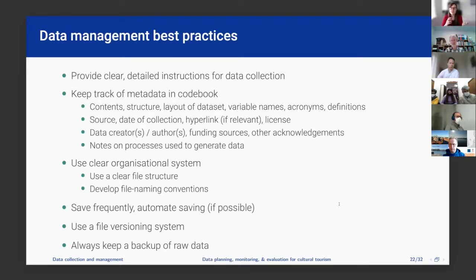And if you do any manipulation to the data, if you're doing any kind of calculations or transforming it in some way, you want to include notes on the processes that were used to generate that data.